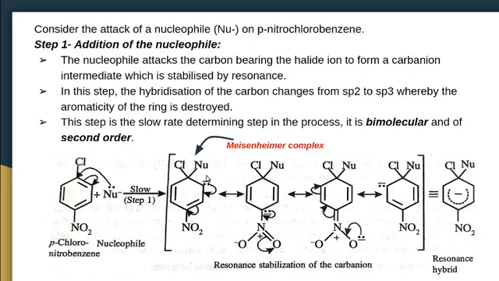This carbanion is known as Meisenheimer complex. It can be isolated. This is the resonance hybrid structure for the carbanion. So this is the first step, formation of a carbanion.